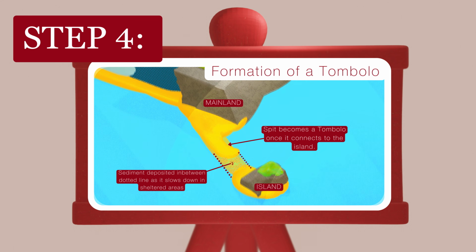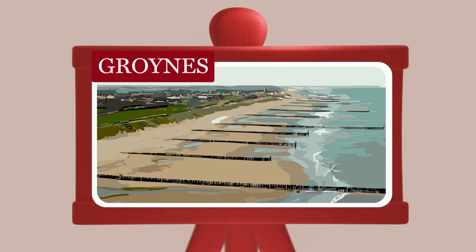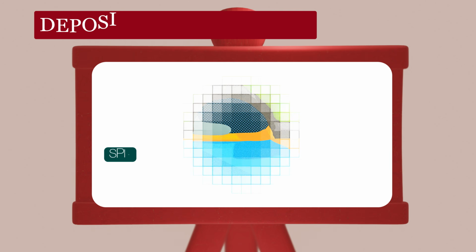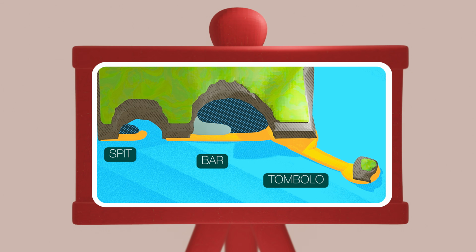Spits, bars, and tombolos are constantly changing due to wave energy, wind direction, and human activity. Coastal management strategies like groins or seawalls can interrupt sediment flow, changing how these features grow or erode. These features also show us how deposition, not just erosion, can play a vital role in shaping our coastline.